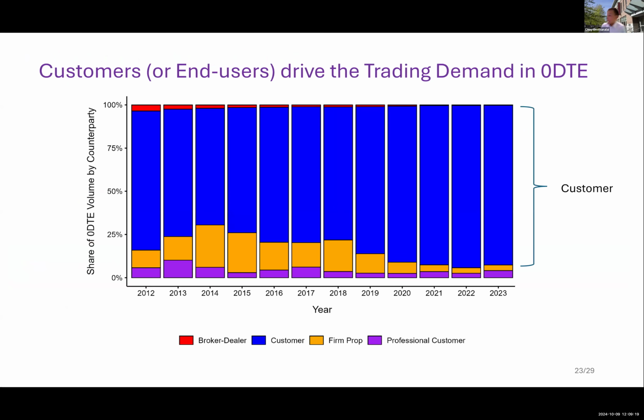So first, I want to convince you that if you want to study 0DTE, we just have to look at the customer. So these are the trading volume by different counterparties, and everyone else is kind of small. So really, we're just going to focus on the trading volume of customers who are either institutional or retail.